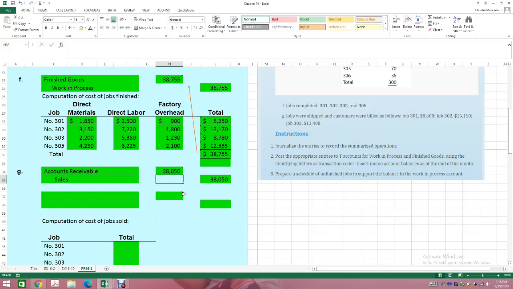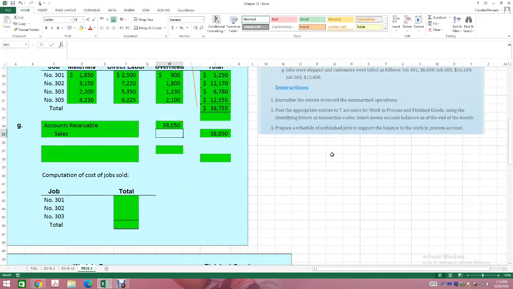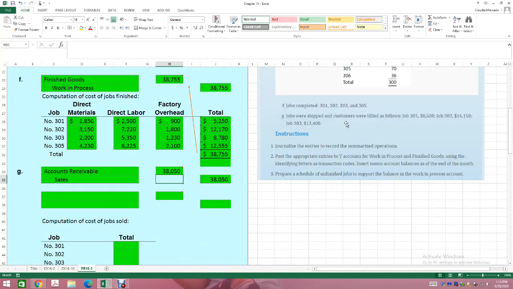So I had a whole bunch of finished jobs in my warehouse. I've already shipped them out, so because they're gone, I need to reduce my finished goods balance and update my cost of goods sold. So I need to figure out the jobs that were shipped, or the jobs that were actually sold.